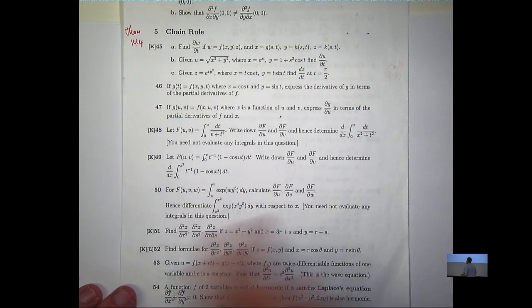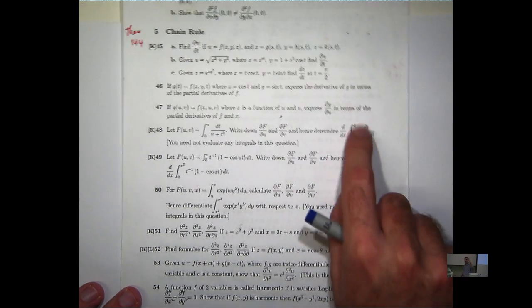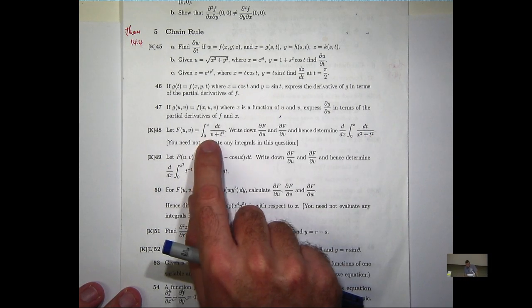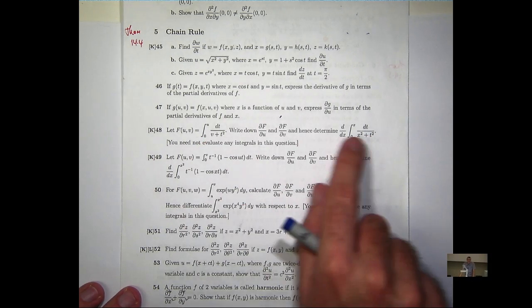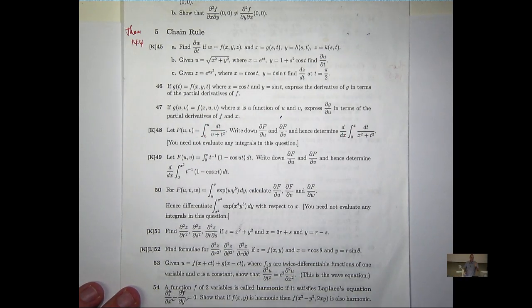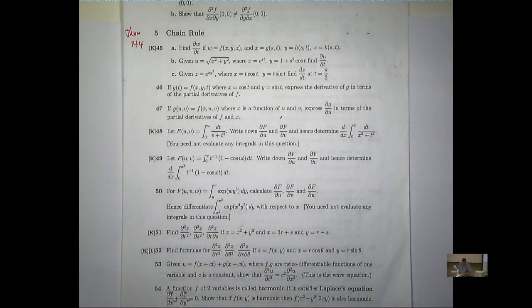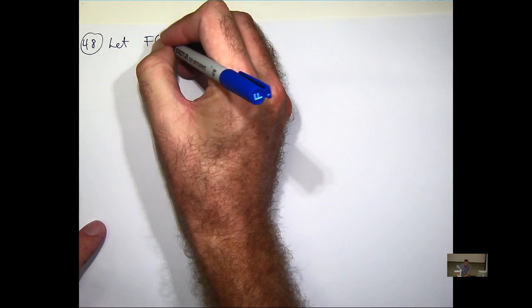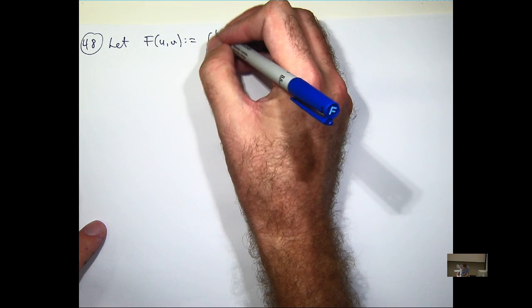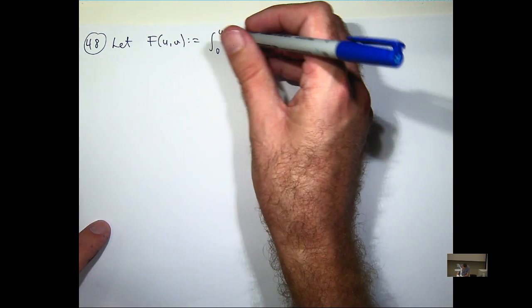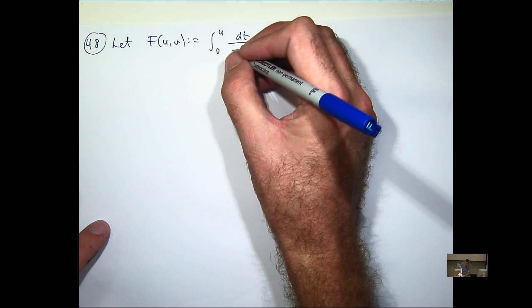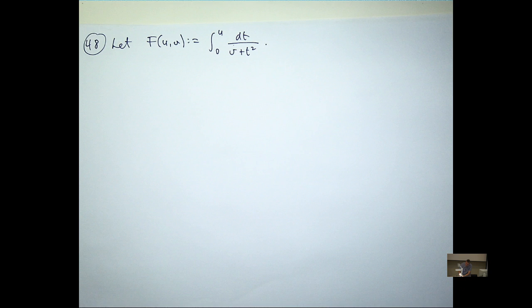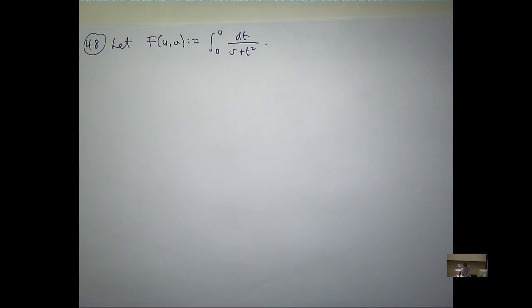Now firstly, before we do anything, notice the relationship between this and this. It's just v replaced with x squared, and u replaced with x. So that's actually going to be where we put in the chain rule here. So let's have a look. I'm assuming that all these integrals are well defined. Now we're asked to write down the partials df du and df dv.